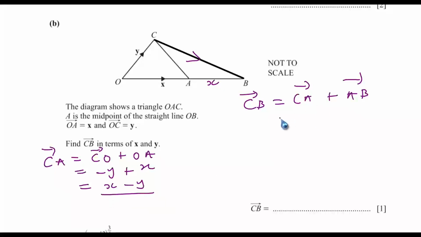So let's substitute the value here. CA is equal to X minus Y, and the value of AB is X. So if you collect like terms, you see that X add X, that would be 2X, then minus Y. So that implies that the vector CB is equal to 2X minus Y.